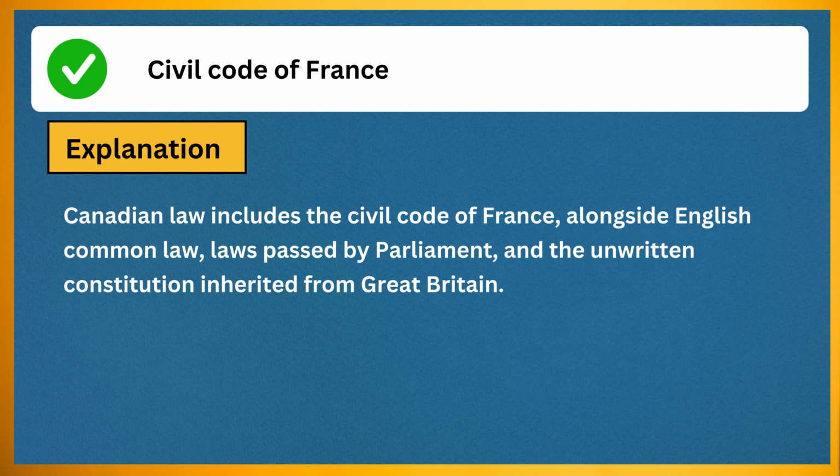The correct answer is Civil Code of France. Explanation: Canadian law includes the Civil Code of France, alongside English common law, laws passed by Parliament, and the unwritten constitution inherited from Great Britain.